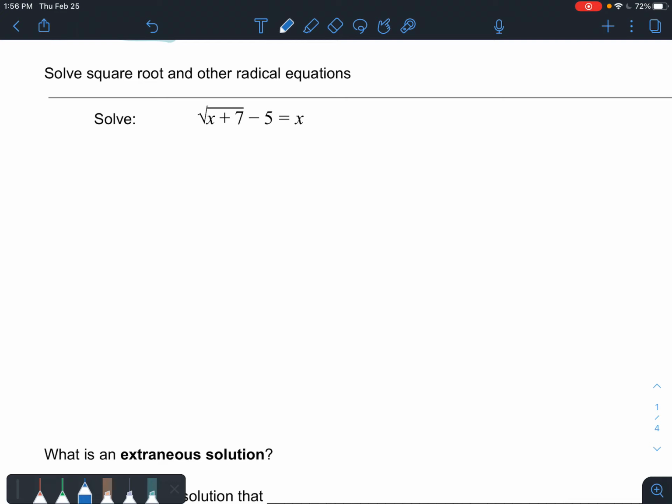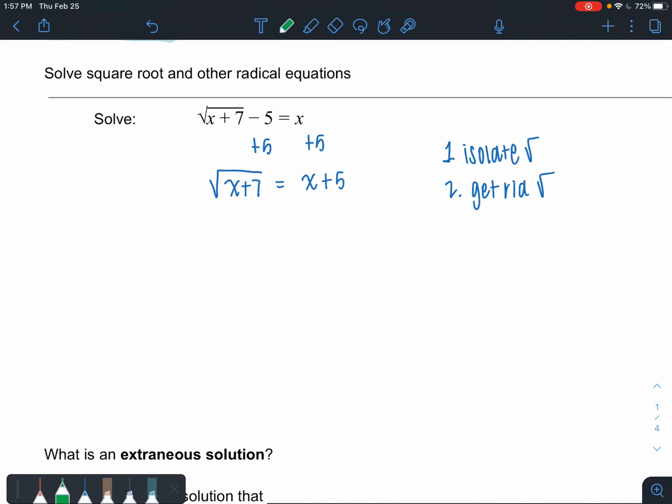Okay, so what I'm going to do is isolate my square root. In order to isolate my square root, I'm going to add 5 to both sides. So I have square root of x plus 7 equals x plus 5. All right, then step 2 is I'm going to get rid of the radical. In order to do that, I need to square both sides.